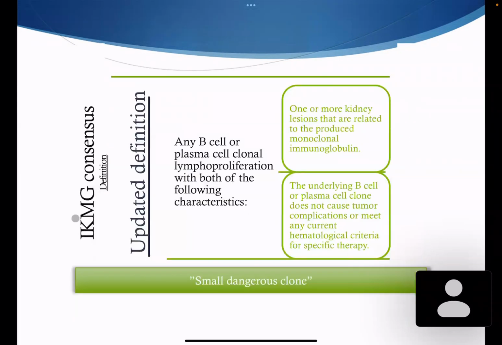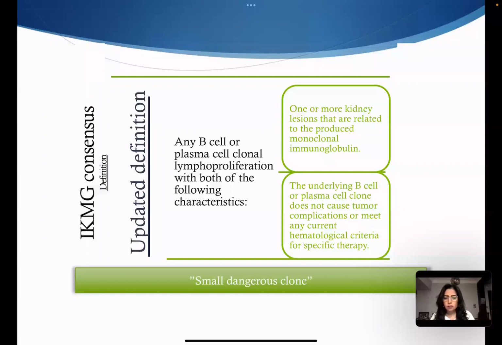And this is the International Kidney and Monoclonal Gammopathy Research Group consensus updated definition of the monoclonal gammopathy of renal significance. It's a B cell or plasma cell clonal lymphoproliferation that has both of the following characteristics: one or more kidney lesions that are related to or produced by the monoclonal immunoglobulin, and the underlying B or plasma cell clone does not amount to a hematological criteria for a malignancy. So it is a small dangerous clone that only affects the kidney.